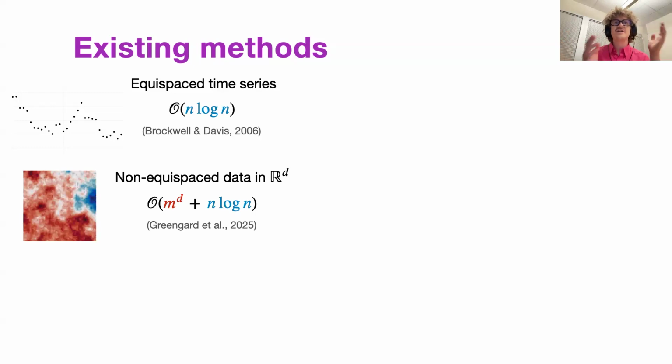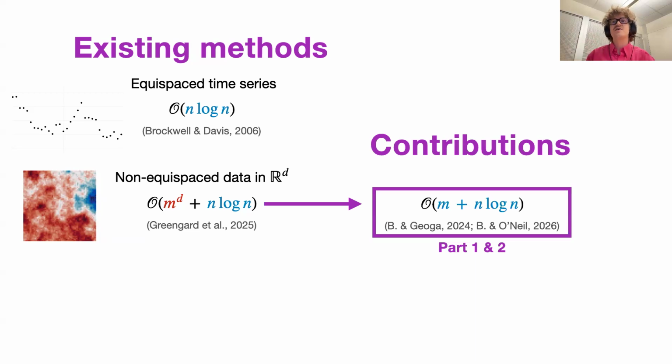However, methods for, say, non-equispaced data in higher dimensions are the focus of more recent work. So this method by Greengard et al. from last year gives a computational method for working with spectral models, which is quasi-linear in the number of observations n, but it requires m to the d Fourier basis functions, right? So we see here that for dimension 2 or 3, you might start to pay a sort of curse of dimensionality cost in these settings. So in the first and second part of this talk, we'll think about how we can circumvent this curse of dimensionality for certain models to get to this quasi-optimal m plus n log n time.